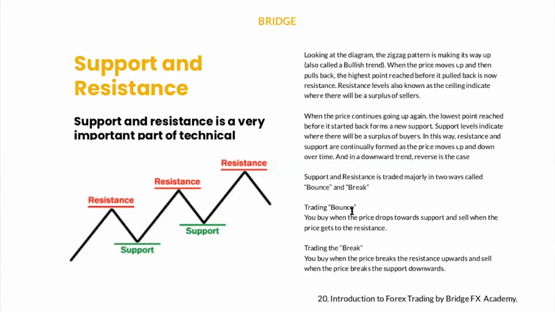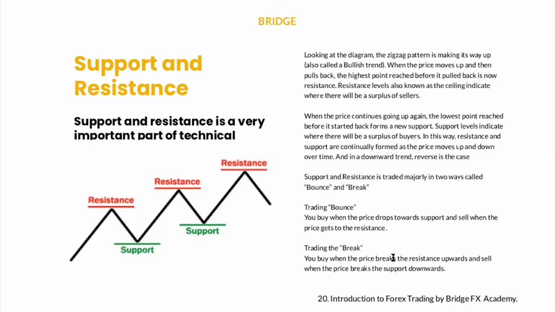Trading bounce. You buy when the price drops towards the support and sell when the price gets to the resistance. See it like a wall. Then you want to bounce off that wall. So when it gets to the resistance, you sell, you bounce back down. When it gets to the support, you buy, you bounce up. When it gets to the resistance, you bounce down, you sell. When it gets to the support again, you buy and bounce up.